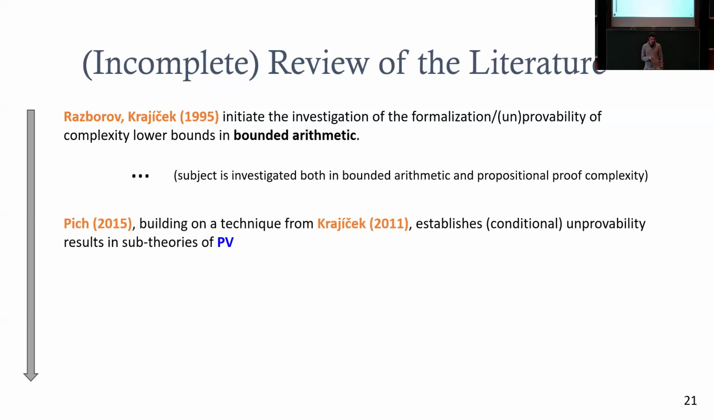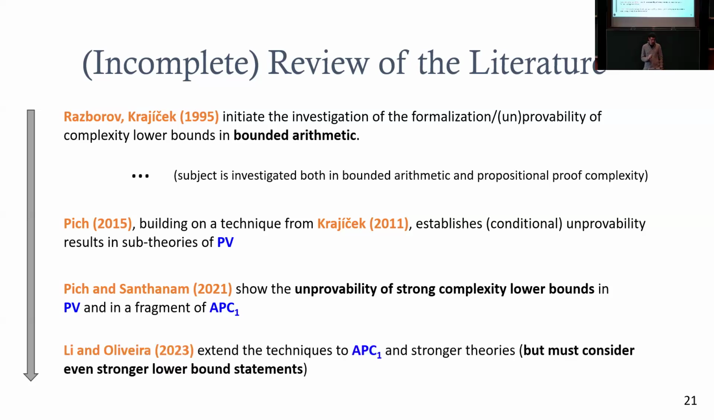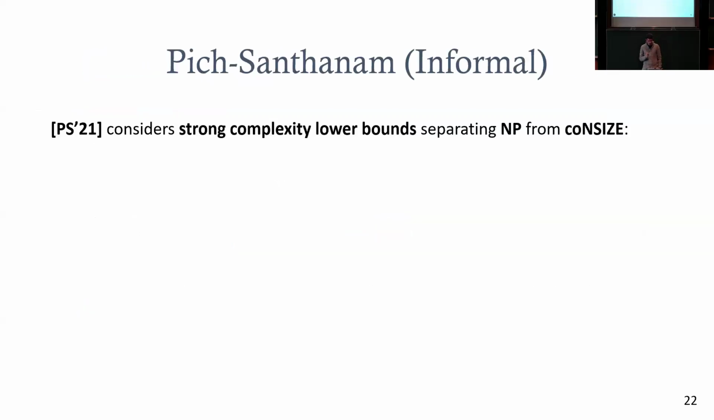So in 2015, Jan Pich, building on a technique of Krajicek, established some conditional unprovability results in some subtheories of PV. And a few years ago, together with Rahul, they showed an unconditional result. They showed that some strong complexity lower bounds are unprovable in PV and in a variant of APC1. I will tell you more about this theorem and also about follow-up work where we extended these unprovability results to APC1 and even to stronger theories, but then we have to consider even stronger lower bound sentences. So let me explain this line of work and these recent results. What Rahul and Jan consider is a sentence stating strong complexity lower bounds separating NP from co-nondeterministic circuits.